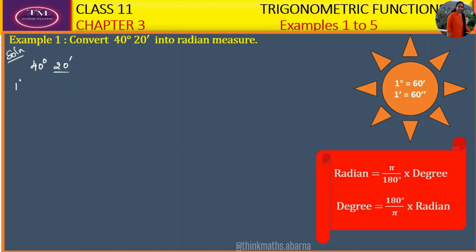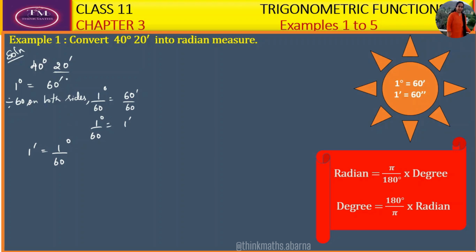What we know? We know 1 degree equals 60 minutes. What we need? We need to find 1 minute. So I am going to divide by 60 on both sides. If you divide by 60 on both sides, you will get 1 by 60 degree equals 60 minutes by 60, so it will be 1 by 60 degree equals 60 by 60, which is 1 minute. That means 1 minute equals 1 by 60 degree. This is the relationship between minutes and degree.